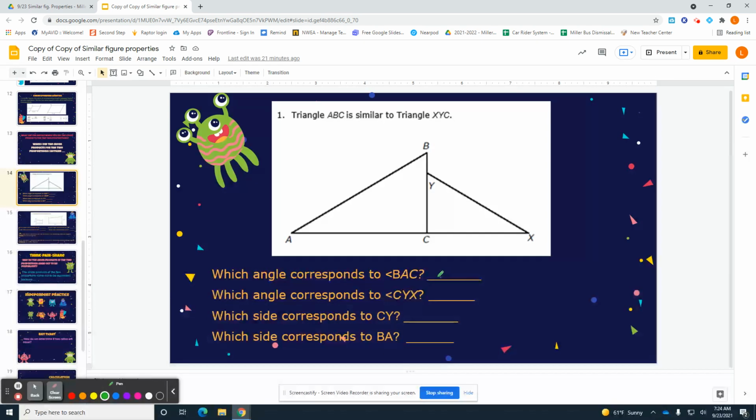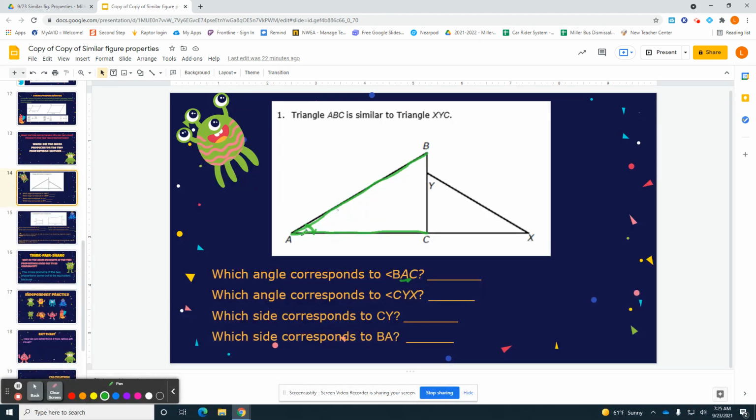Which angle corresponds to angle BAC? So we're looking at angle BAC. So that means we want to know the measurement for basically A. If you look, BAC, so we want to know this angle measurement here, or which corresponds to this one.